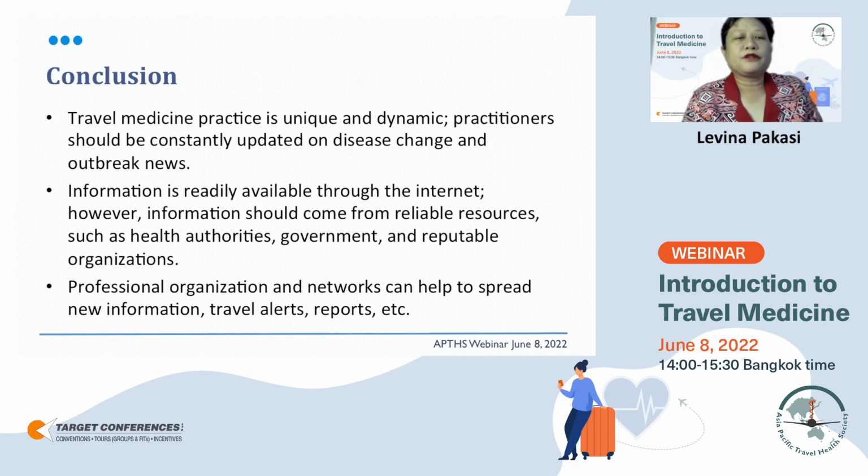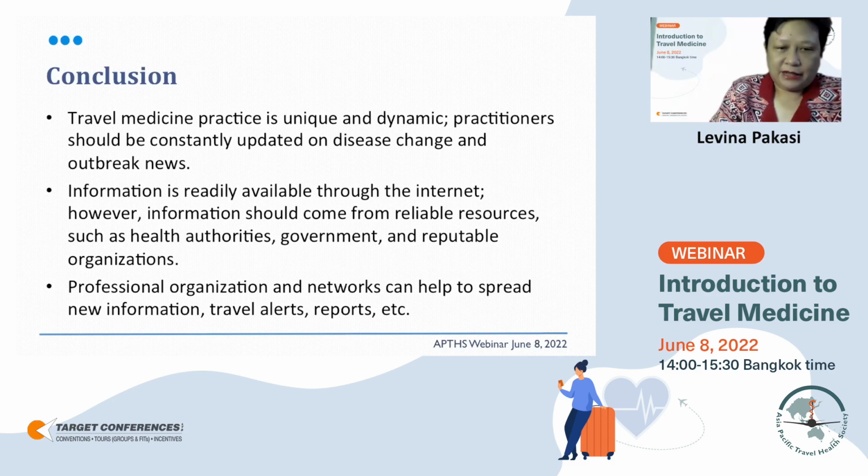So for the conclusion, travel medicine practice is unique and dynamic. Practitioners should be constantly updated on disease change and outbreak news. Information is readily available through the internet. However, information should come from reliable resources such as health authorities, government, and reputable organizations. Professional organizations and networks can help to spread new information, travel alert reports, and so on.